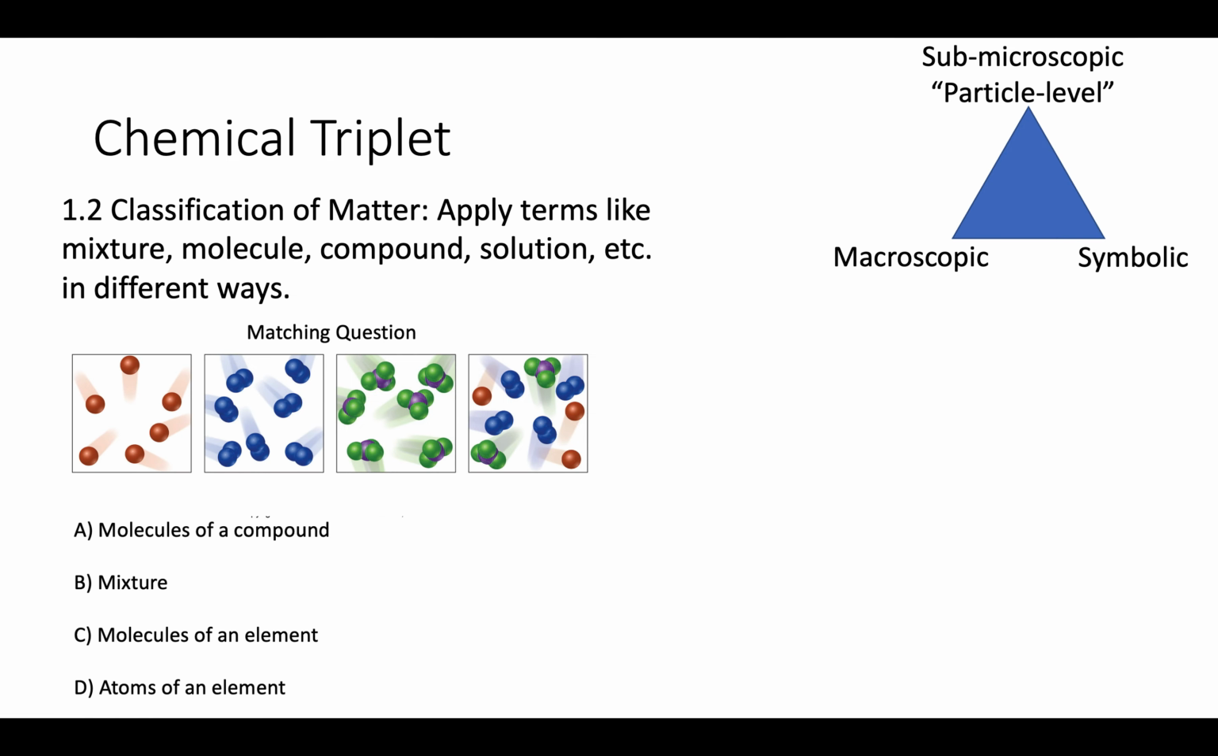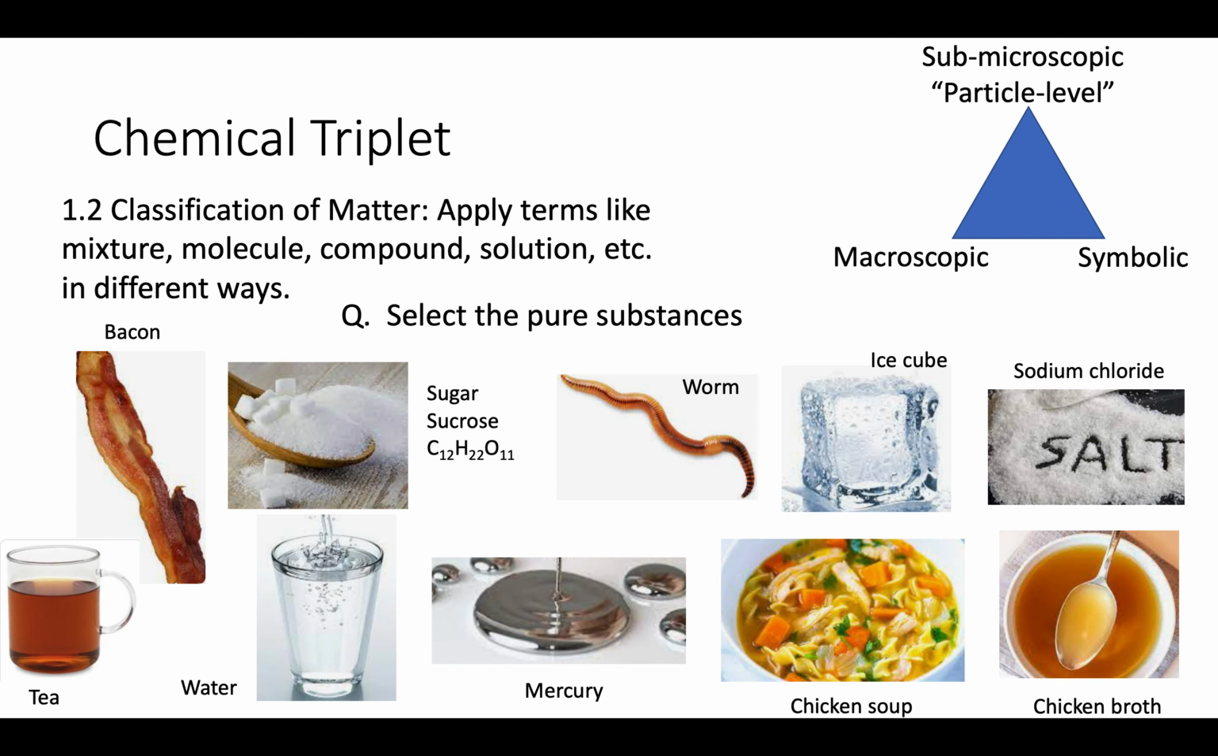Here would be an example of how the chemical triplet is finding its way into our chemistry textbook. In terms of classifying matter and applying terms like mixture, molecule, compound in different ways. When I say in different ways, I'm thinking about perhaps at the symbolic level, perhaps at the particle level. This is a matching question involving a submicroscopic representation. Here would be one, select the pure substances, where different macroscopic either images or word descriptions are given.